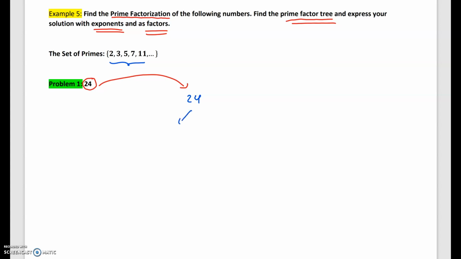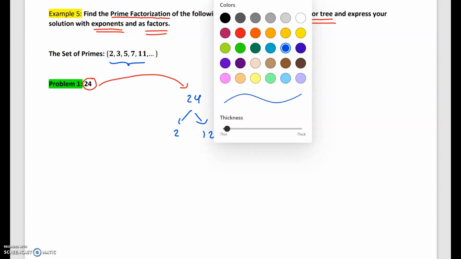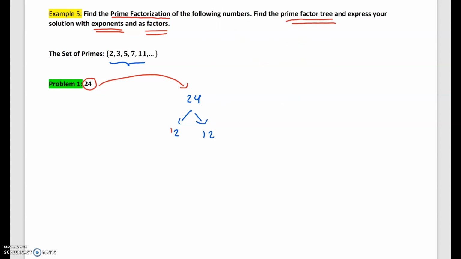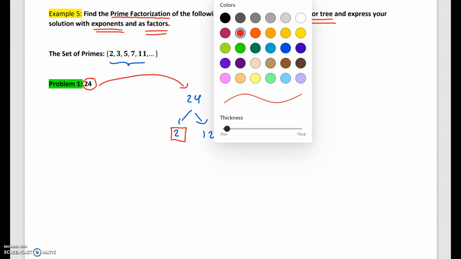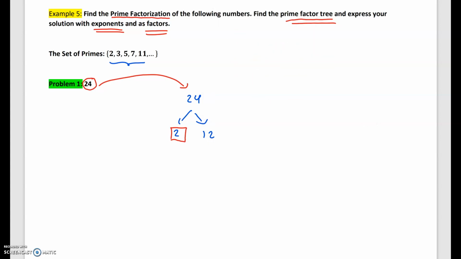And then this 24 can be broken up into two factors. This will be 2 and 12. And the idea is, as you're breaking up the number that you're given, you're basically selecting the primes. In this case, 2 is prime. 12 is not. 12 is composite, which means that it's basically composed of primes. And then 12 can be expressed as 2 and 6.